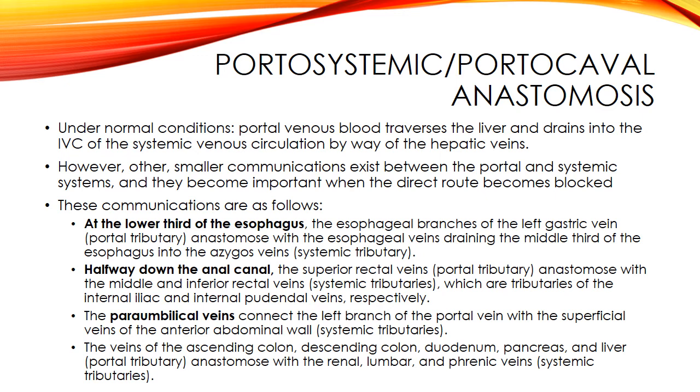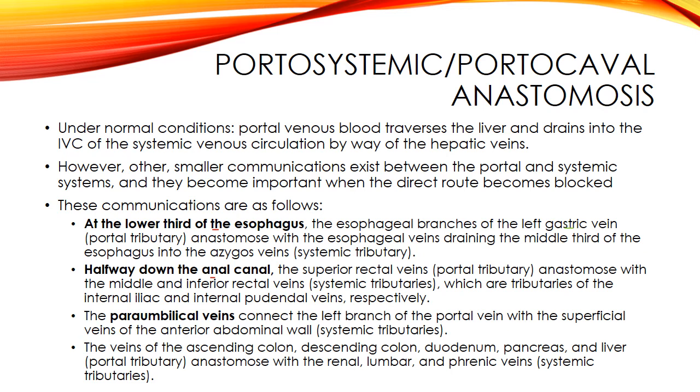The major communications are present at the lower third of the esophagus, where the esophageal branches of the left gastric vein, which is a portal tributary, are coming from the portal vein. They are anastomosed with the esophageal veins which were draining the middle third of the esophagus, and these were ultimately going into the azygos vein. So we have a systemic tributary and a portal tributary communicating over here. So we have one site of anastomosis at the lower third of the esophagus.